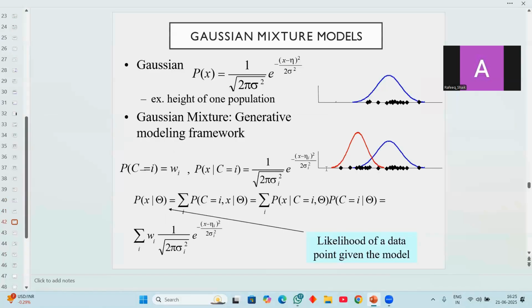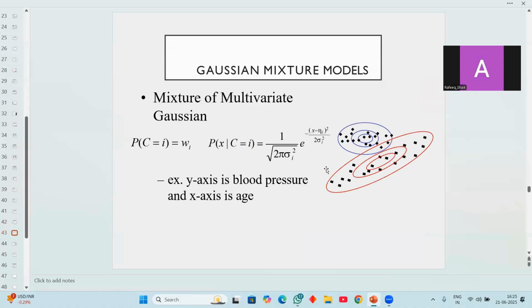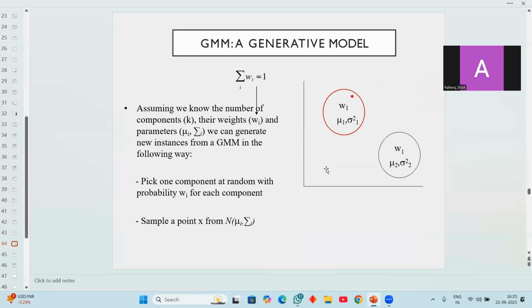So we can see the Gaussian mixture models like this. The mathematical functions we use in the Gaussian mixture generate the framework, like a data point given by the model. So here we can see the Gaussian mixture model and the generative models of the Gaussian mixture model. Assuming we know the number of components as k and the weights w1, it is nothing but a mathematical function. We can divide the data like this.